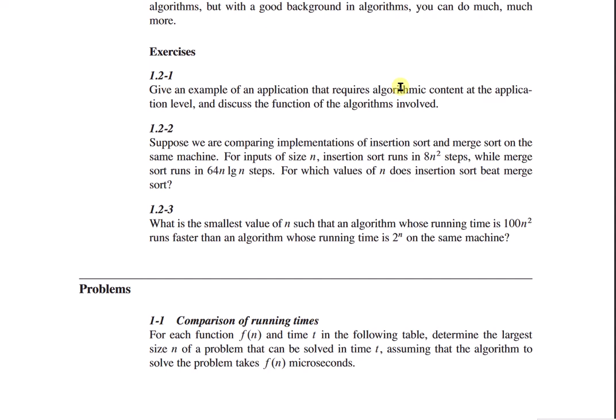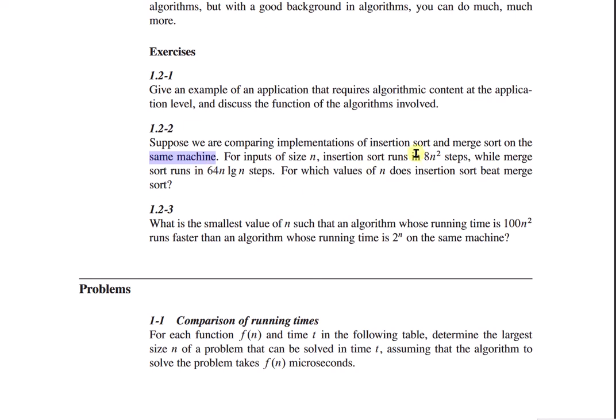Suppose we are comparing implementations of insertion sort and merge sort on the same machine for inputs. Same machine in the sense that the machine cycle, the speed, the instructions per second number is the same. So the denominator becomes negligible. For inputs of size n, insertion sort takes 8n square steps, while merge sort runs in 64 n log n steps. For which values of n does insertion sort beat merge sort?